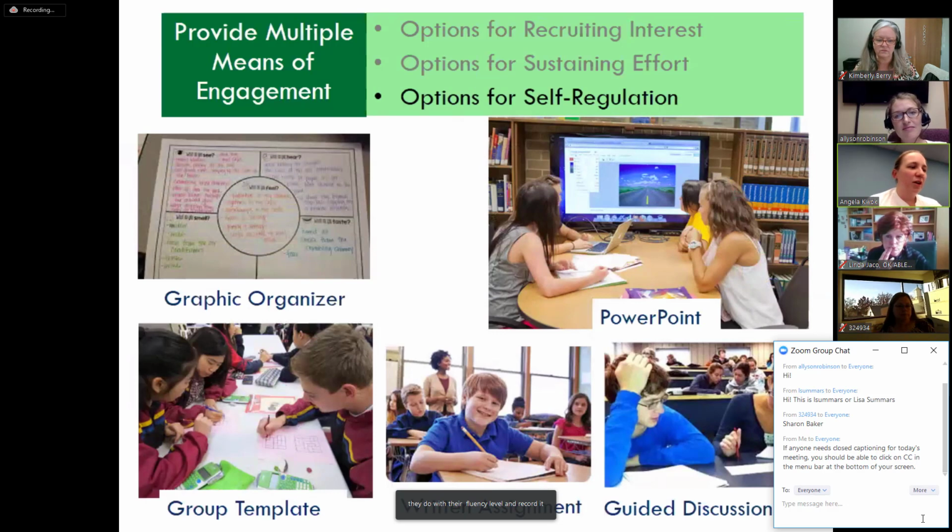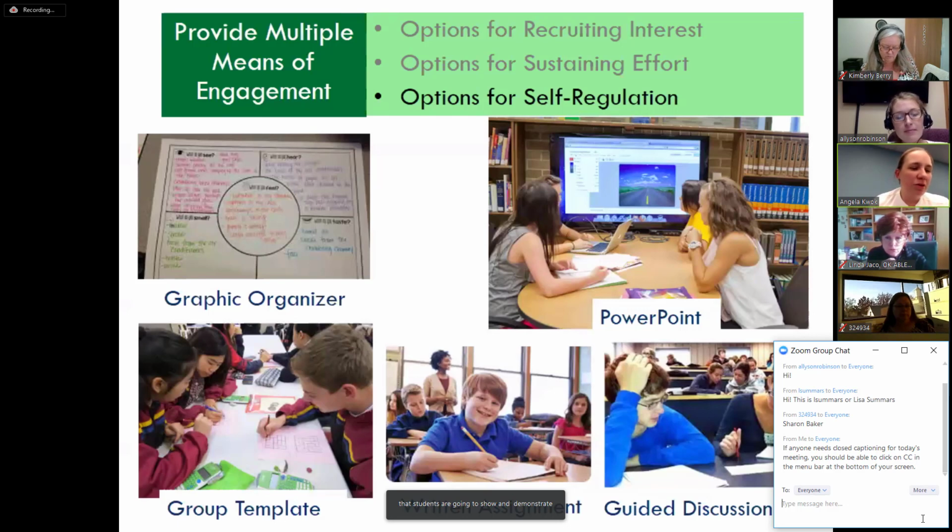Here we have options for self-regulation, and when we talk a little bit about options for self-regulation, we're talking a little bit about how a teacher generates a lesson to engage students in showing and demonstrating a skill. And so what is the method that students are going to show and demonstrate that knowledge back to the classroom teacher?